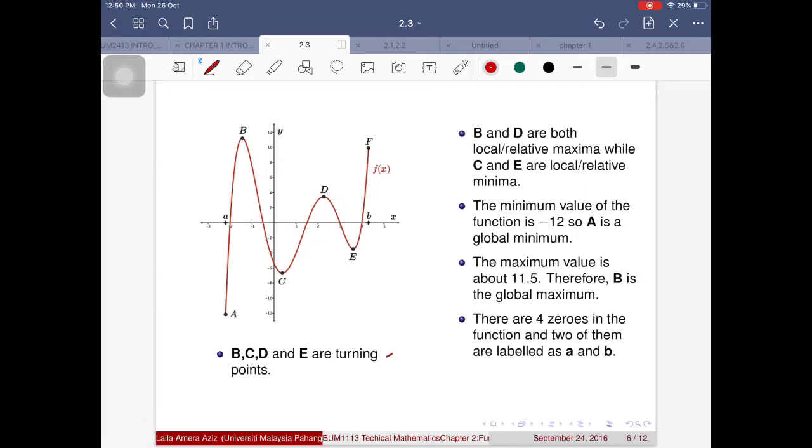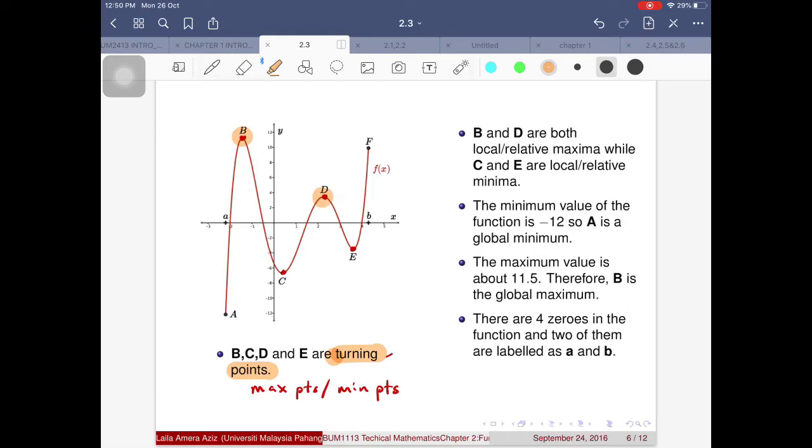Okay, so here, it's being told right here. The first statement: B, C, D, and E. So this, and this, they are called turning points. Turning points could either be maximum points or minimum points. It doesn't matter. Both of them are called turning points. So let me highlight this with turning points.